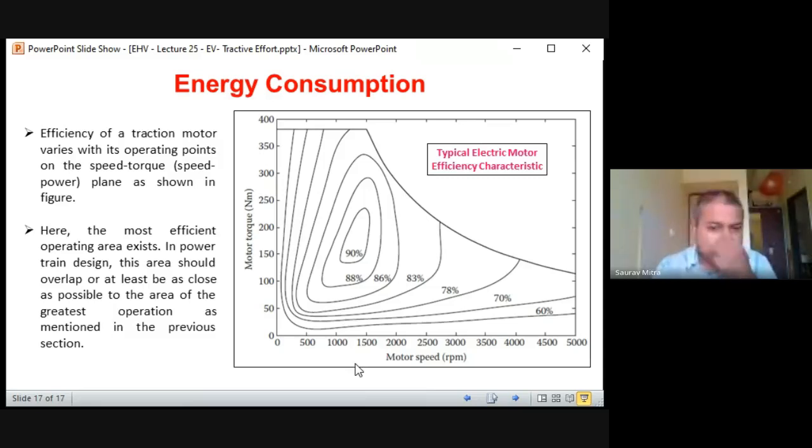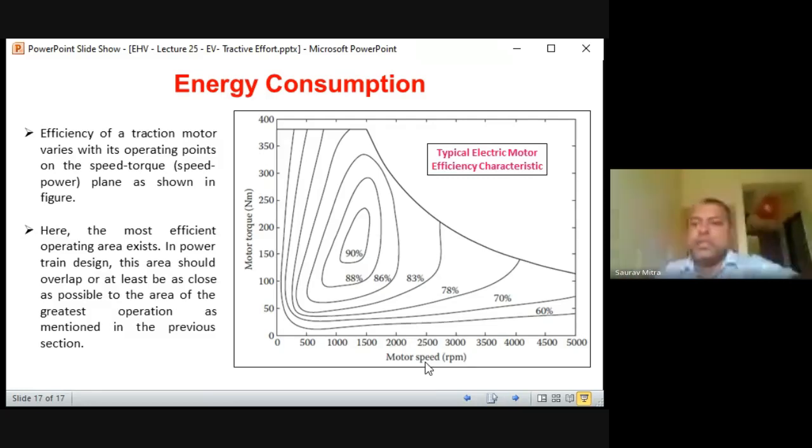Just see what we are finding. The x-axis is the motor speed, which is nothing but how fast the electric motor is rotating. I told you that an electric motor rotates almost up to 6,000 rpm. Here the motor maximum efficiency is this region. This is the region where the efficiency is maximum. So this is the typical electric motor efficiency.